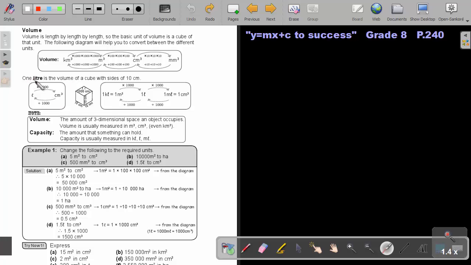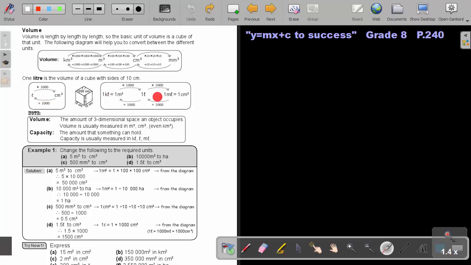And then remember, 1 liter is the volume of a cube with a side of 10 centimeters. So think of a milk box. If it's 10 by 10 by 10, it will hold exactly 1 liter of milk. So then also liters to cubic centimeters, I multiply by 1,000. And if I want to go from cubic centimeters to liters, I divide by 1,000.